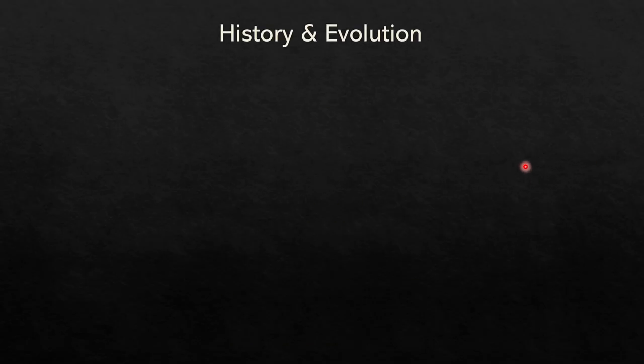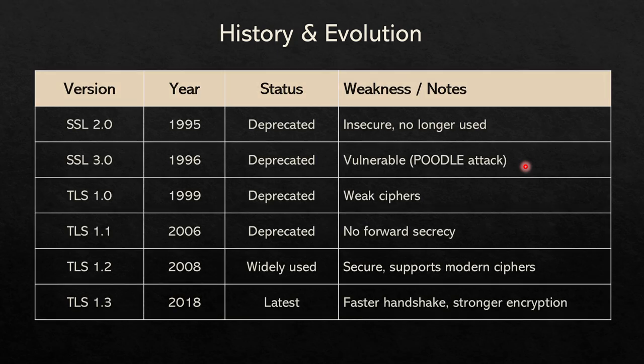Hope this is clear. I'll move on to the next slide, where we'll be discussing the history and evolution of the certificates or the security. We can see that right from 1995, we got SSL introduced. The SSL certificates started from version 2.0. Obviously, it is deprecated now.